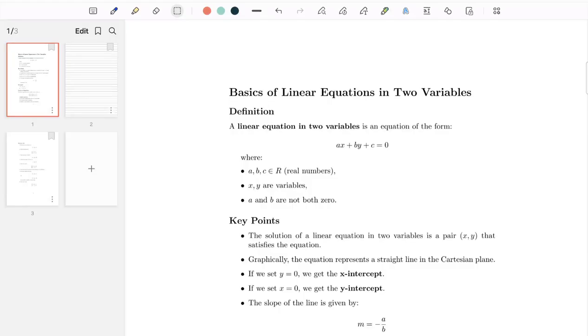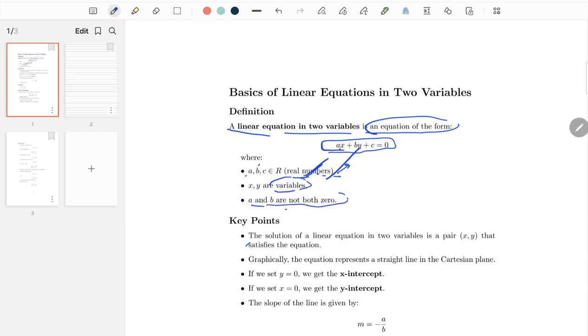Okay, a linear equation in two variables is an equation of the form ax plus by plus c equal to 0, where a, b and c belong to R. R means real numbers. Where x, y are the variables that we need to find. A and b are both not equal to 0.